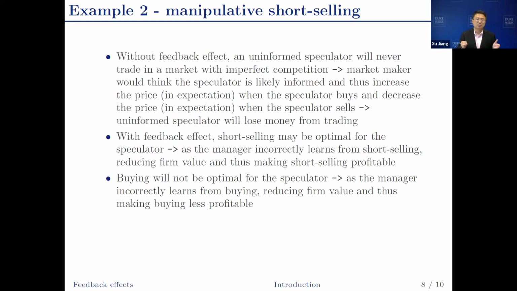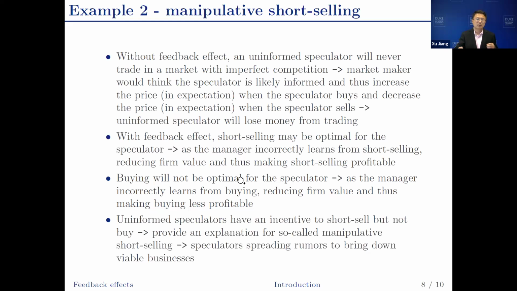However, in this case, buying is never going to be optimal. Because if you choose to buy, the manager thinks that there might be some good news. And so the manager is going to take action as if good news occurred. But there is no good news. So such action is incorrect, and such incorrect action is going to reduce firm value. And it's going to make buying even less profitable. And so with feedback effect, uninformed speculators have incentive to short sell, but they don't have incentive to buy. This provides an explanation for so-called manipulative short selling, which refers to speculators spreading rumors when they don't have information to bring down viable businesses.